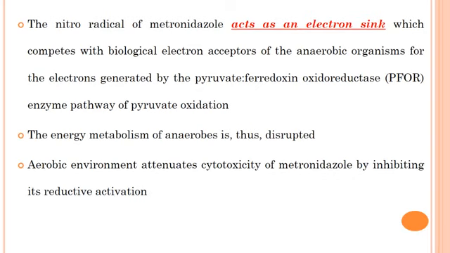The nitro radical of metronidazole acts as an electron sink which competes with the biological electron acceptors of the anaerobic organisms for the electrons generated by the pyruvate ferredoxin oxidoreductase enzyme pathway of pyruvate oxidation. As a result, the energy metabolism of anaerobe is disrupted. Aerobic environment attenuates cytotoxicity of metronidazole by inhibiting its reductive activation.